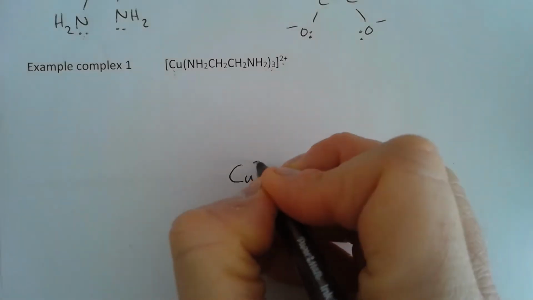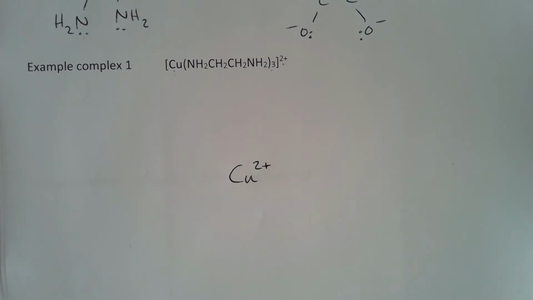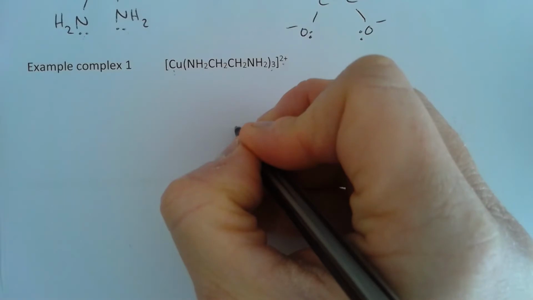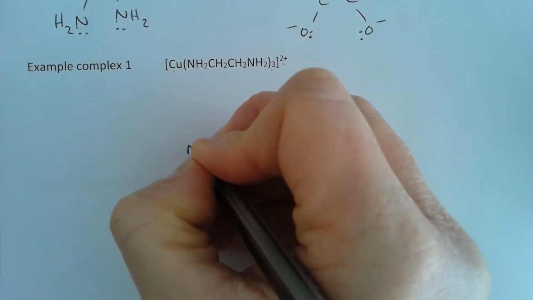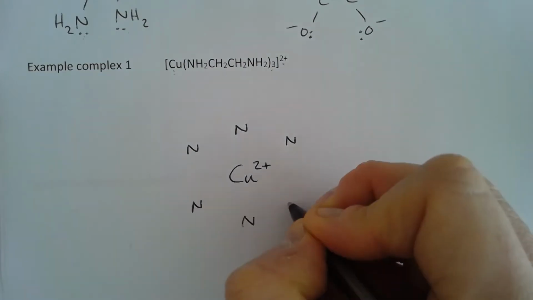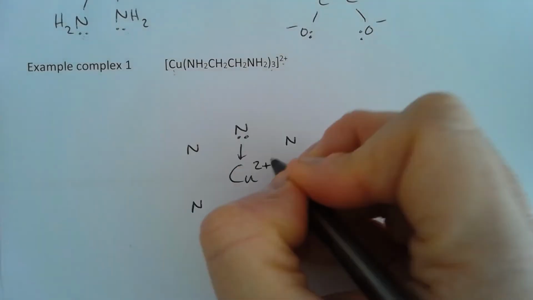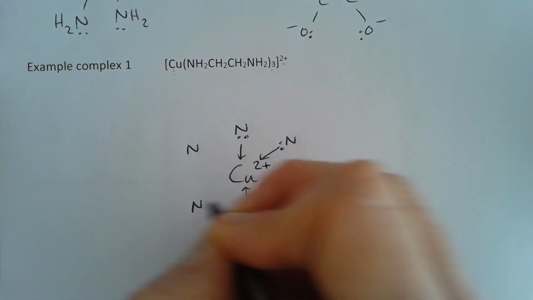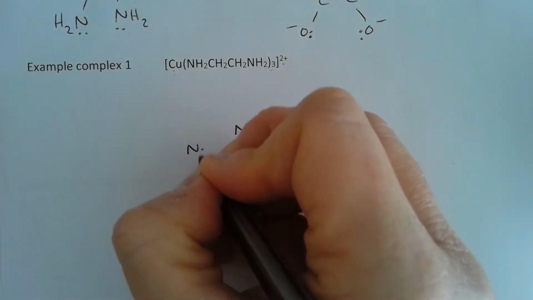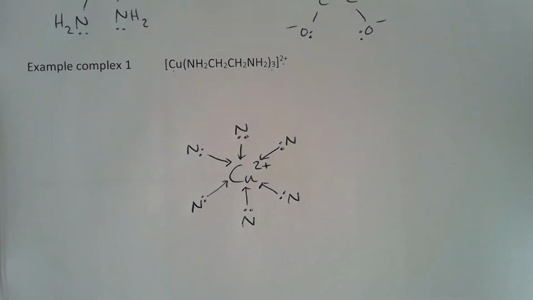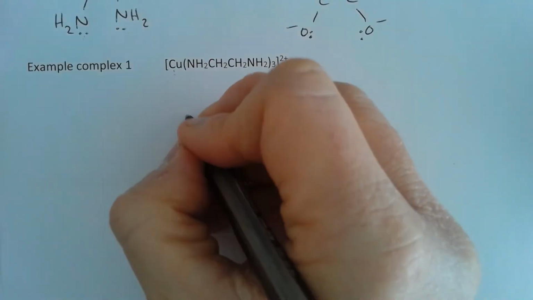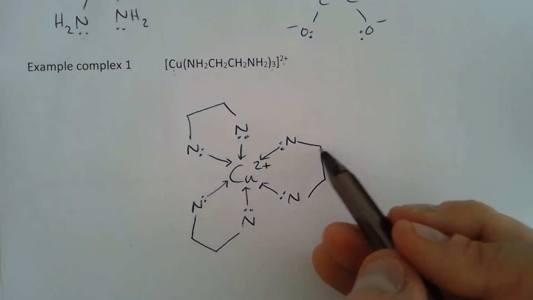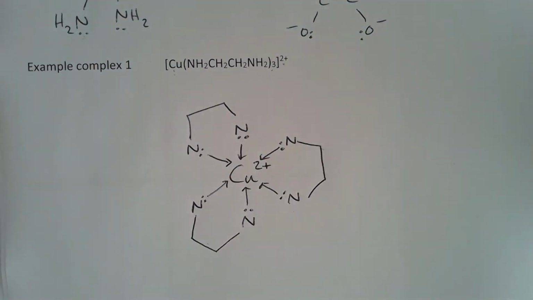So when we draw these, we start by putting the copper ion or the transition metal ion in the middle. And then the easiest way is just to draw in an octahedral geometry the 6 atoms that are going to provide the dative covalent bonds, like this. And then we just go in and add the rest of the structure. So here's my 1, 2, 3 1,2-diaminoethane ligands.